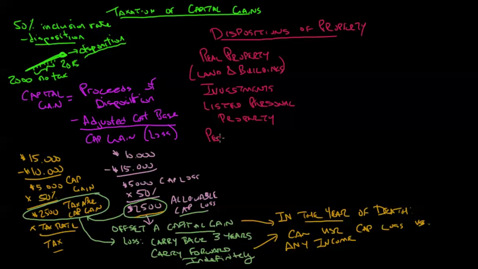And then you might have personal use property. Personal use property is your car, your clothes, your house. And on this stuff, you cannot have any losses. No capital losses are possible here. So this is basically the kind of property to which capital gains treatment applies. It does apply as well to depreciable property, which would include things like machinery that you buy in a business.